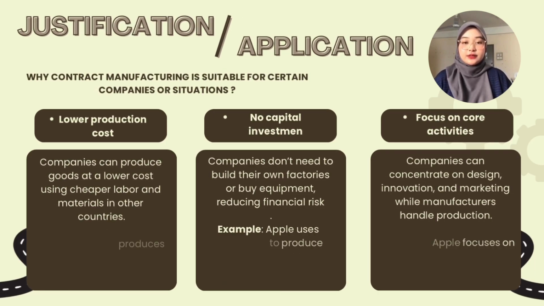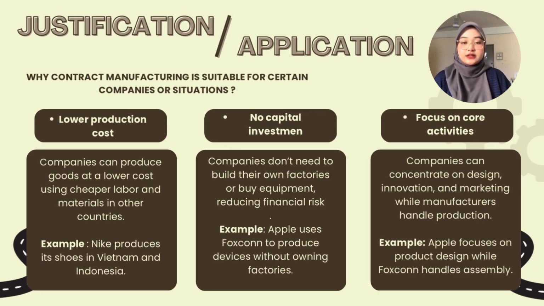Here are three main reasons why contract manufacturing is suitable for certain companies or situations. Firstly, lower production costs. Companies can produce goods at a lower cost by using cheaper labor and materials in other countries. For example, Nike produces its shoes in Vietnam and Indonesia to lower production costs while maintaining quality. Next, it requires no capital investment. Companies don't need to build their own factories or buy expensive equipment. This helps them reduce financial risk. For instance, Apple used Foxconn to produce its devices without owning any factories.